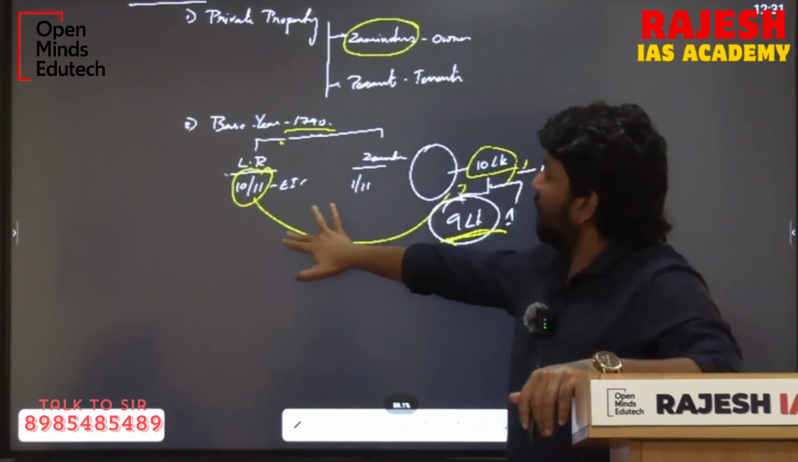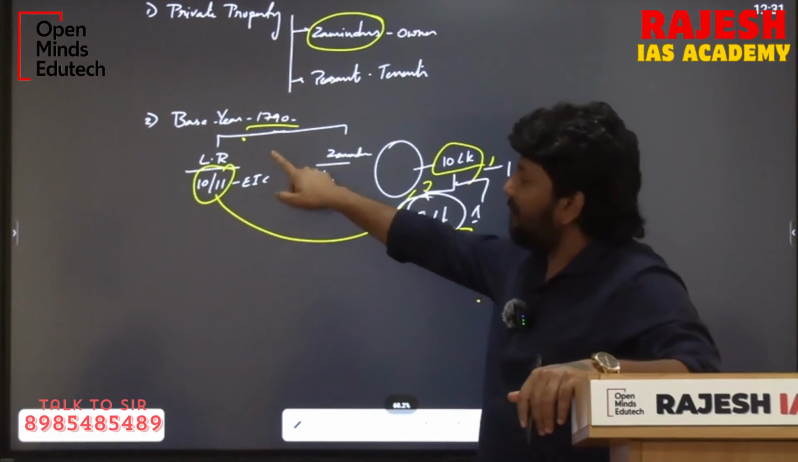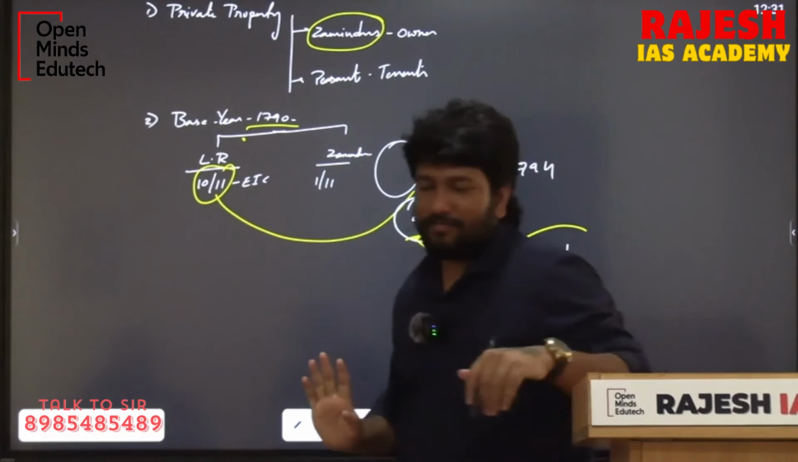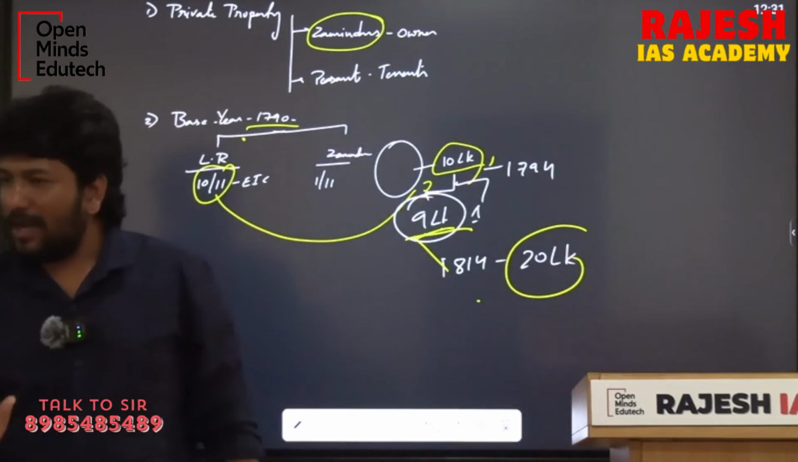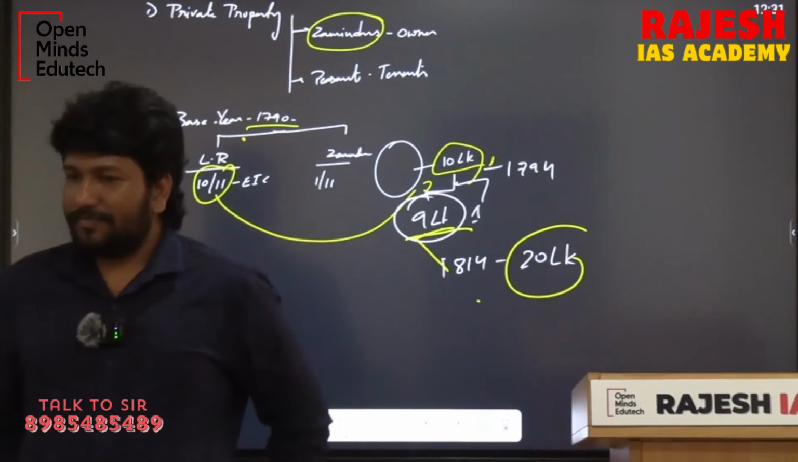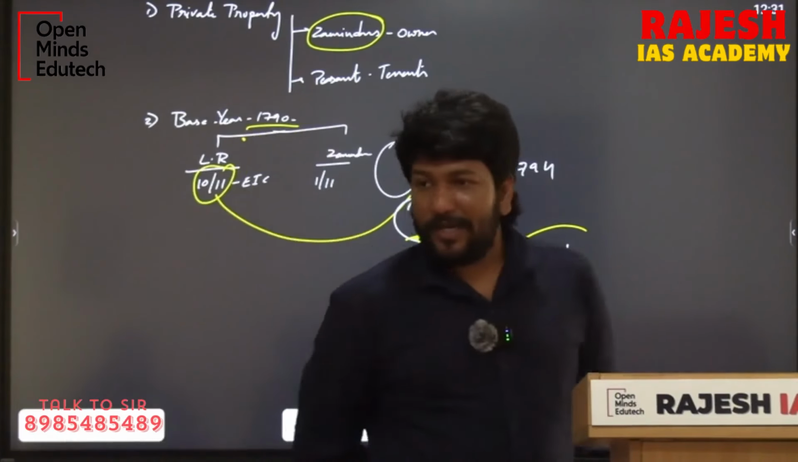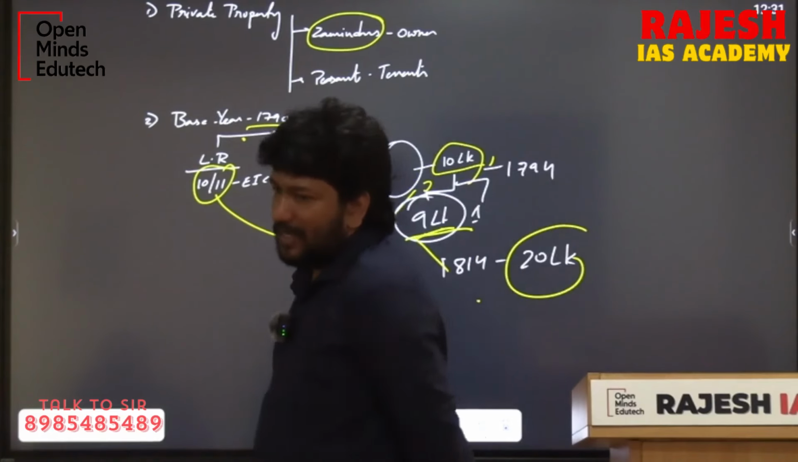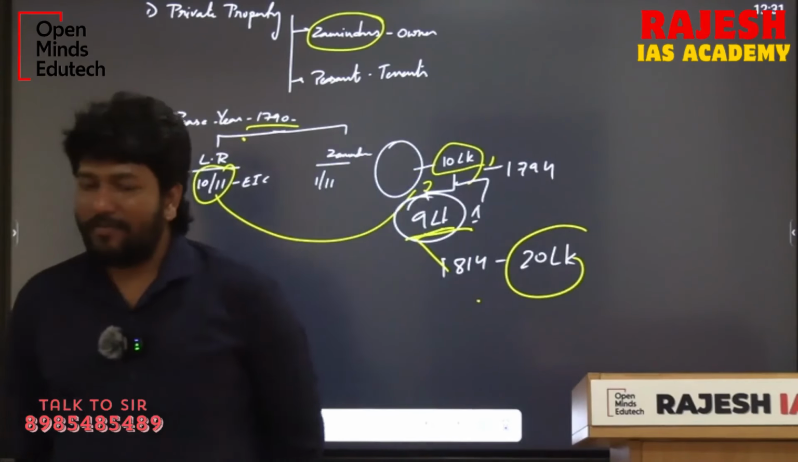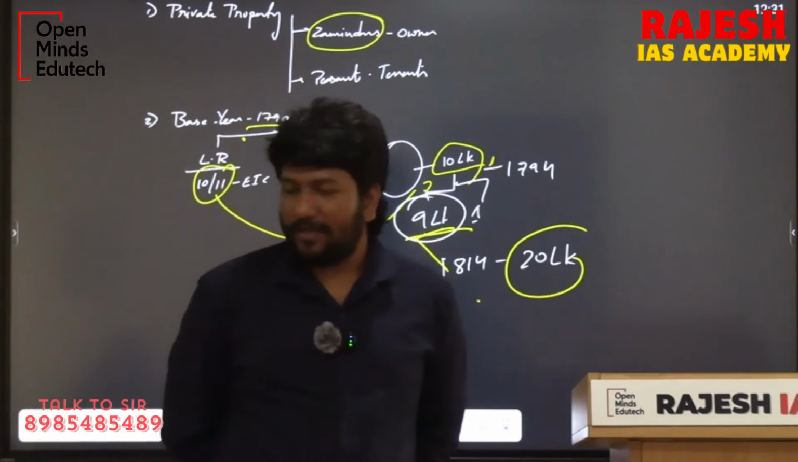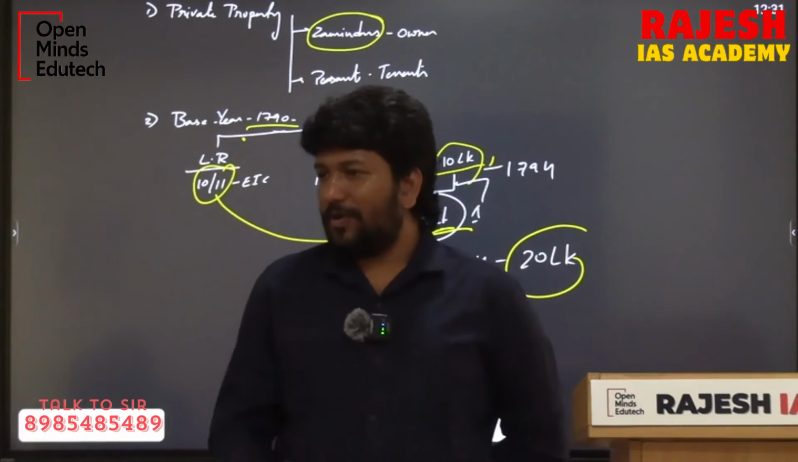Come here. The land revenue paid by the Jamindar to the company is fixed. Permanent. That is why it is called permanent settlement. The settlement is permanent at a certain amount based on the base year of 1790. Note it down.